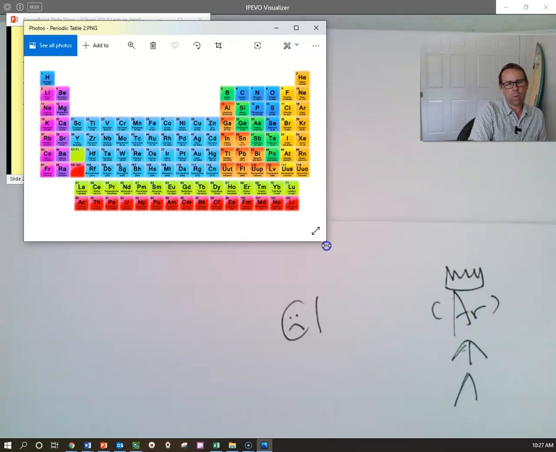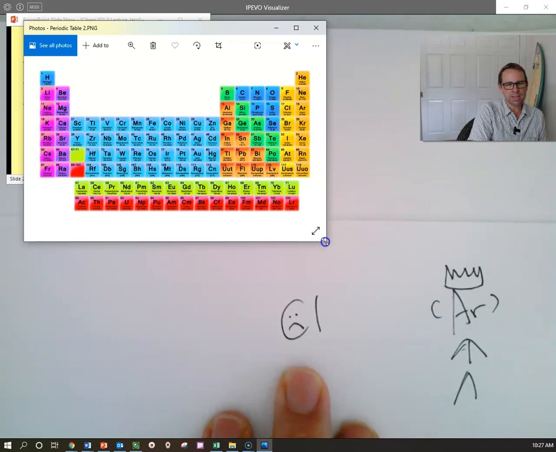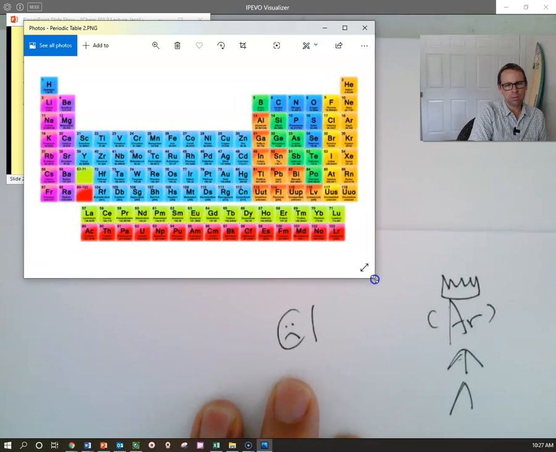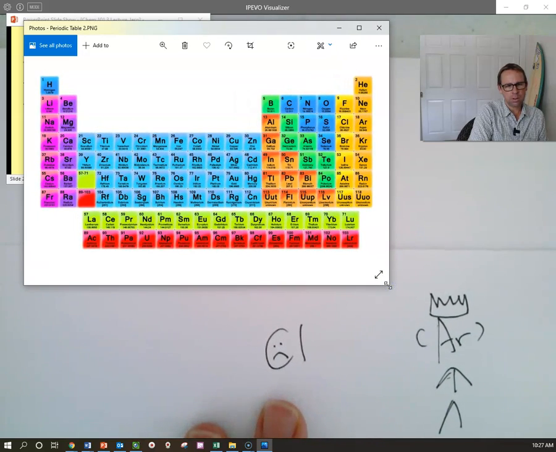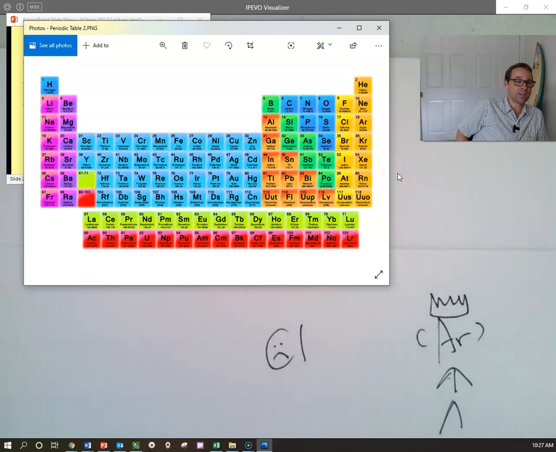Okay? So why have I drawn him as sad? Because he wants to be a noble gas. And what is he going to do to attain a noble gas electron configuration in terms of his electrons? What does he need to do? He needs to gain an electron. That's right. He needs to gain an electron.